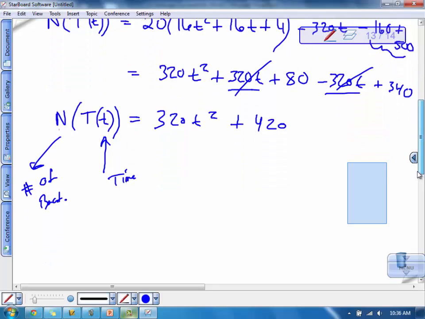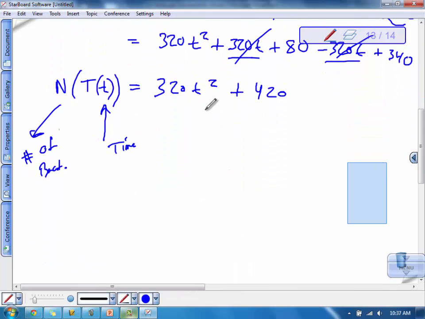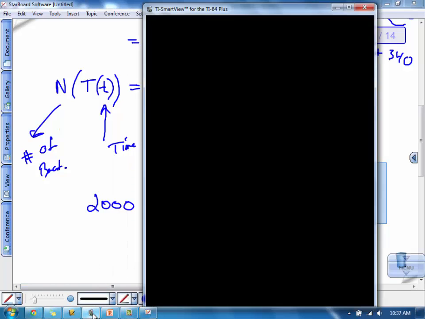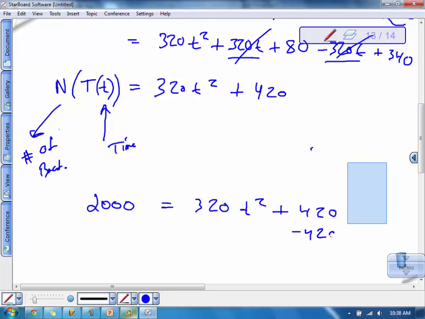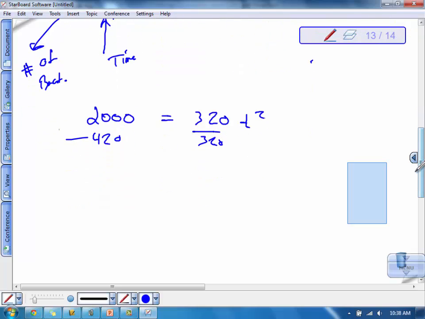The next question just wanted us to find the time when the bacteria reaches 2,000, in which case we plug in 2,000 for the range, and we solve for the amount of time right here. Different ways to do this. Obviously, you could subtract 2,000 from both sides and use the quadratic formula. I'm going to graph this, just because I think this will be quickest. Actually, better yet, let's subtract 420 from both sides, and then we can solve for t. Divide both sides by 320. Let's see. 2,000 minus 420 is 1,580. Okay, so this gives you 1,580.